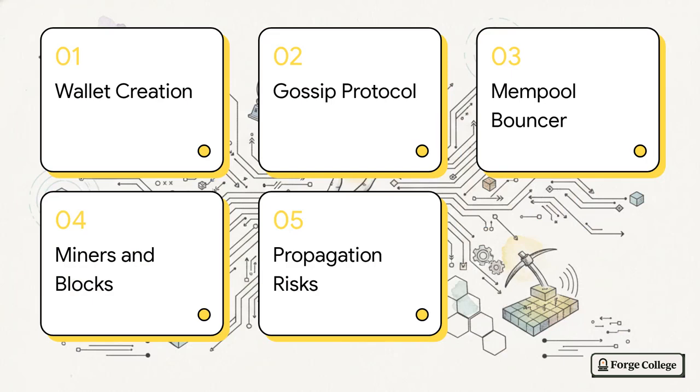So here is our roadmap for this explainer. First, wallet creation. Second, the gossip protocol. Third, the mempool bouncer. Fourth, miners and blocks. And finally, propagation risks. Let's dive right in.